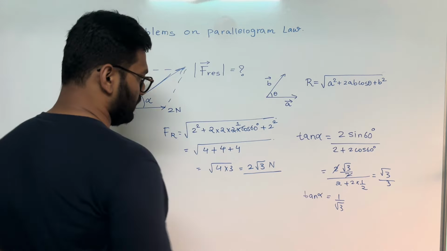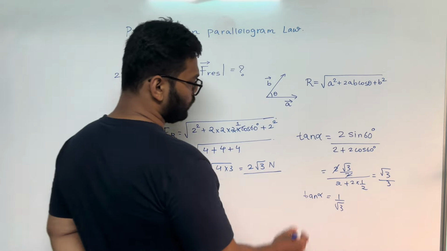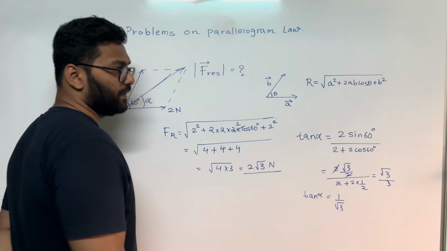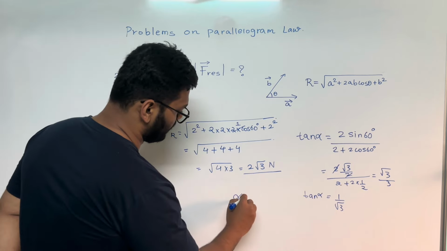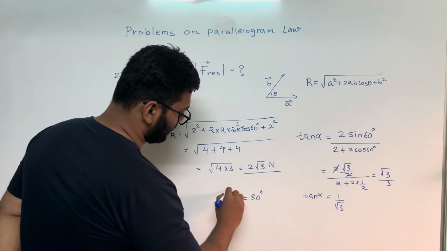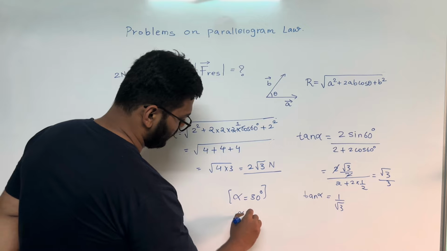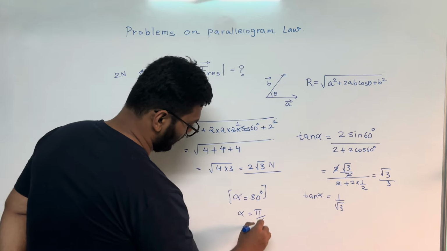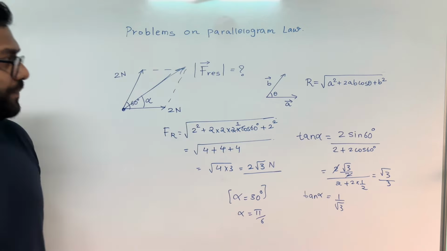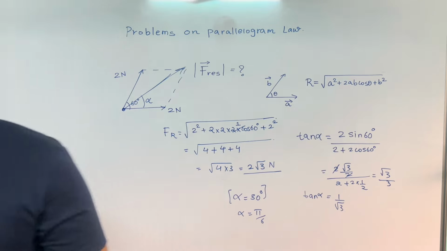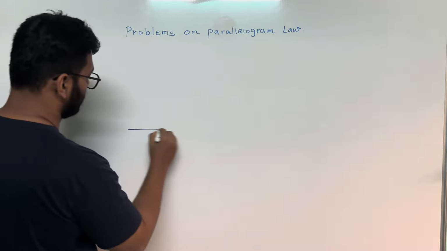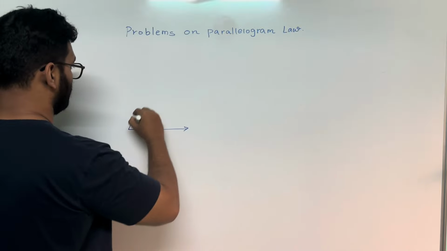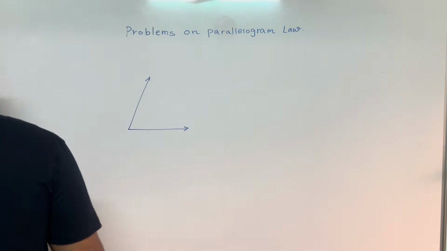So what is the angle alpha? You know sin 30 is 1 by 2 and cos 30 is root 3 by 2. If I take the ratio, then it will be that thing. So alpha is going to be 30 degrees. If you want to write it in radians, it will be pi by 6 radians. Right? Okay. Let's look at another question. Suppose there are two vectors. Let's say like this.